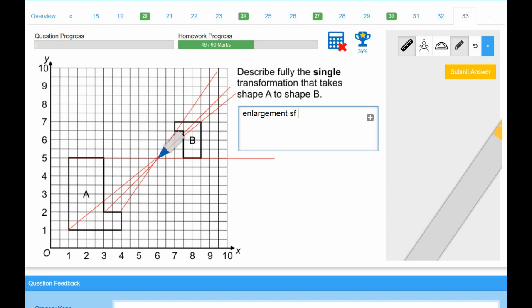Now it is a half, but I notice it's the other side of the center of enlargement. So I'm going to go for minus 0.5 or negative 0.5 and center of 6,5. Just like that. And we'll see if it likes that. And it did indeed. Super.